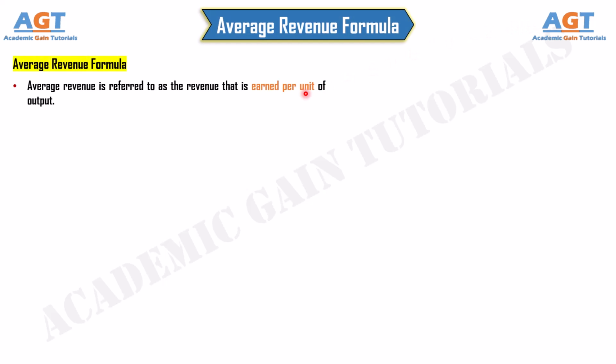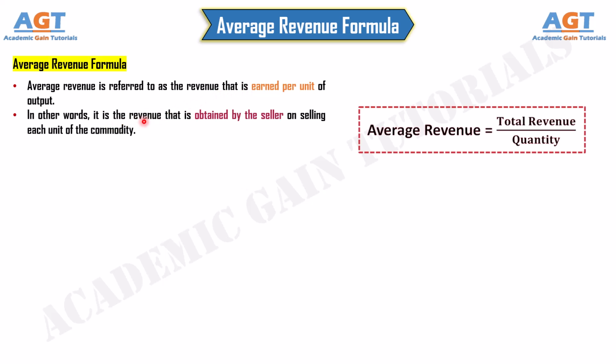Average revenue is referred to as the revenue that is earned per unit of output. In other words, it is the revenue that is obtained by the seller on selling each unit of the commodity. Average revenue of a business is obtained by dividing the total revenue with the total output.